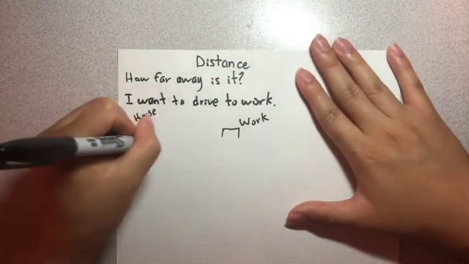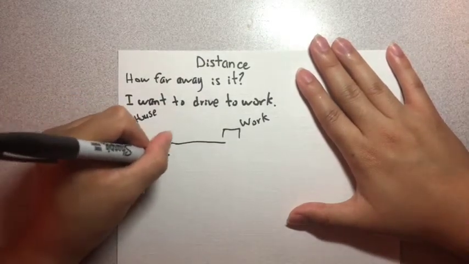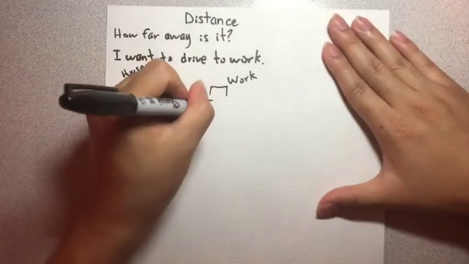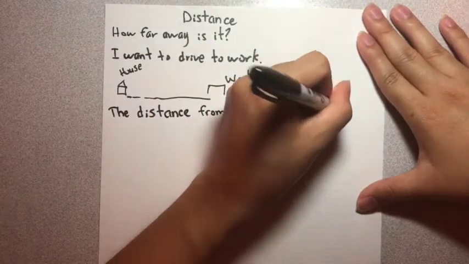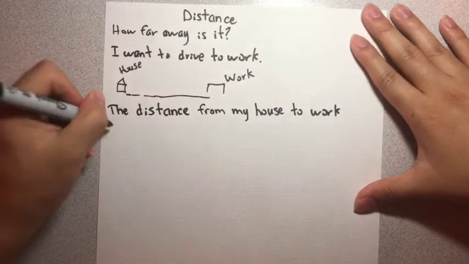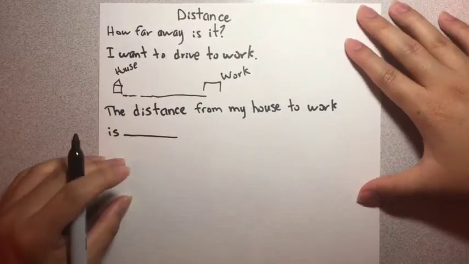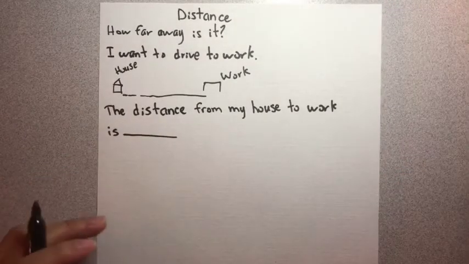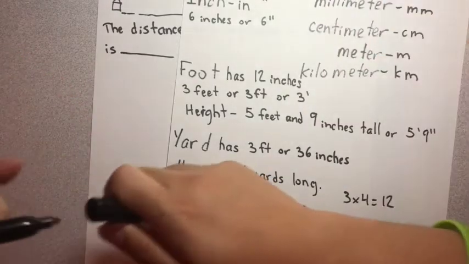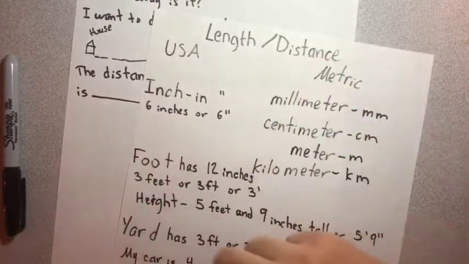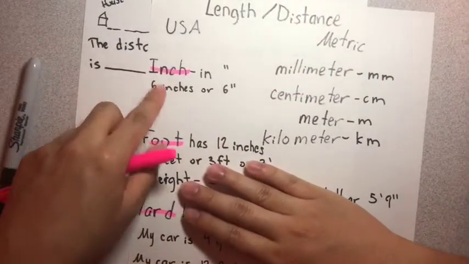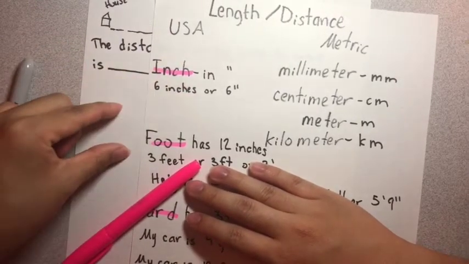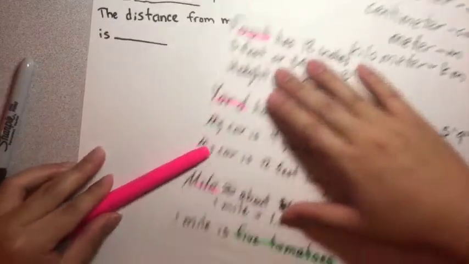So we say the distance from my house to work. The distance from my house to work is how much here? Okay, so for length and distance, we have inch, foot, yard, and mile. Do we want to count by inches? This is how big an inch is. Do I want to count this all the way to work? 1, 2, 3, 4. No. So let's just talk about miles.